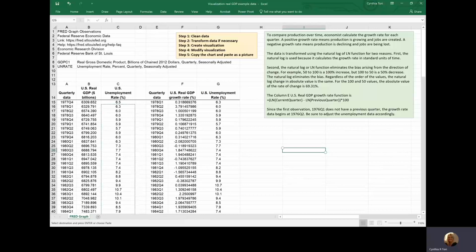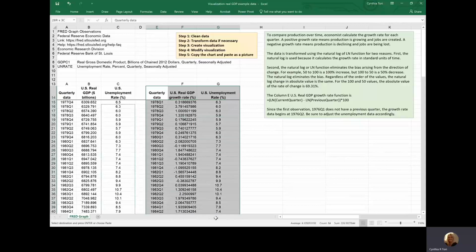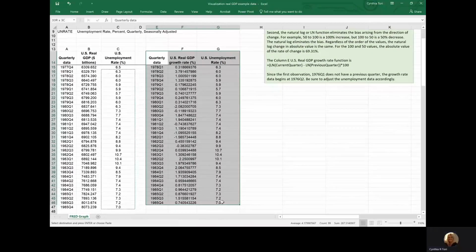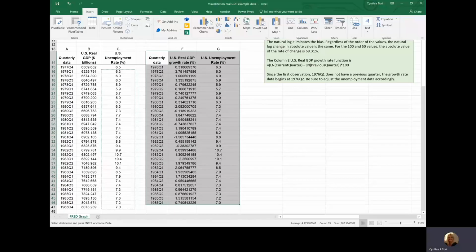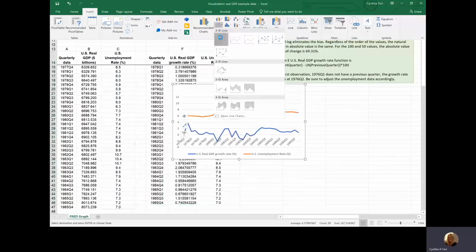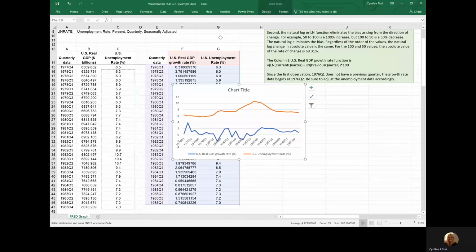To create the visualization, in this case, we want to create a chart. I need to block the data that I want to use in the chart. I want to use the date, the U.S. real GDP growth rate, and the unemployment rate, and all the observations for those quarters. Once I block the data, I select Insert. Then on the Charts area, I select the line chart and the two-dimensional lines.